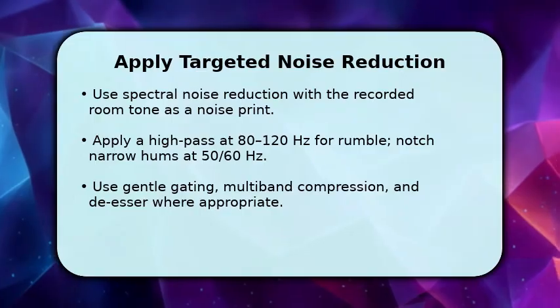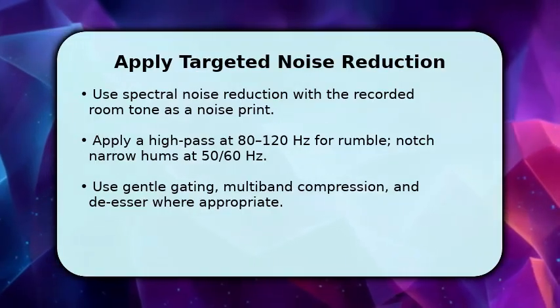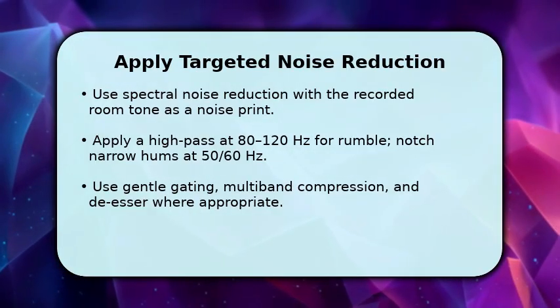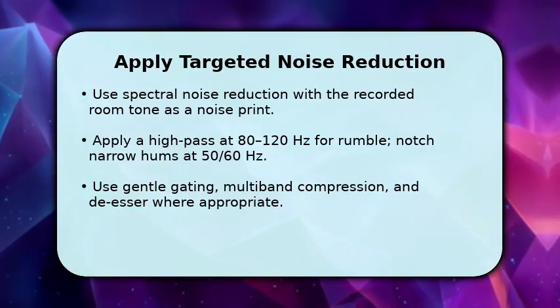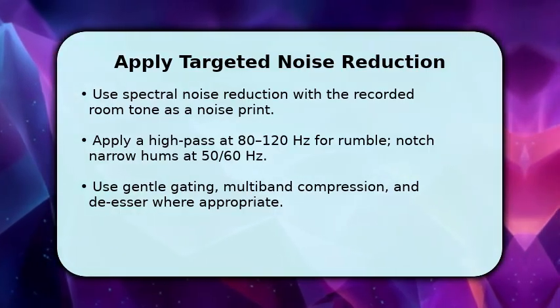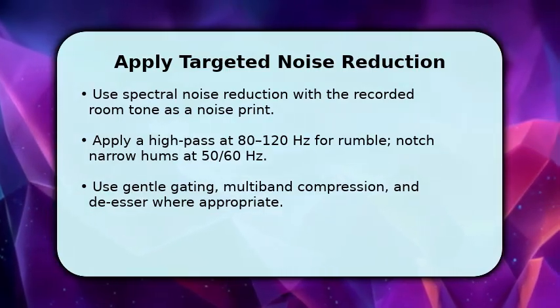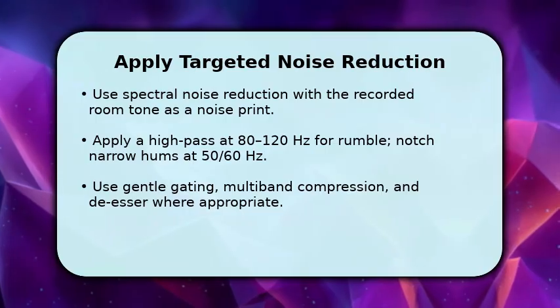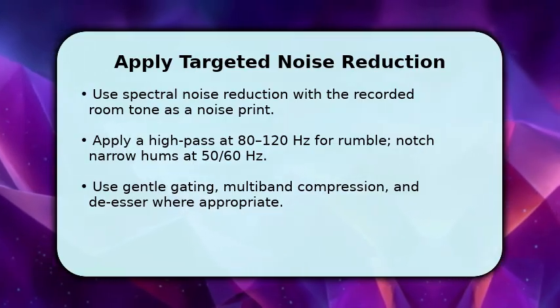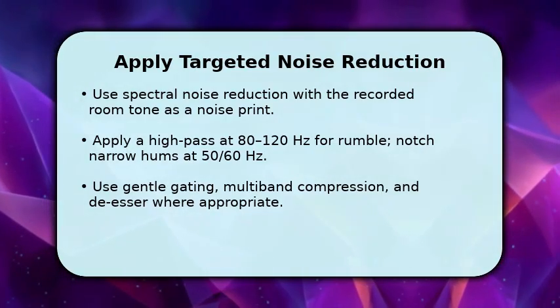Now you perform detailed removal. Import the room tone as a noise print and run spectral noise reduction, adjusting reduction and sensitivity until the subject sounds natural. Once done, insert a high-pass filter at around 80-120 Hz to remove rumble, and add narrow notch filters for persistent 50/60 Hz hum.